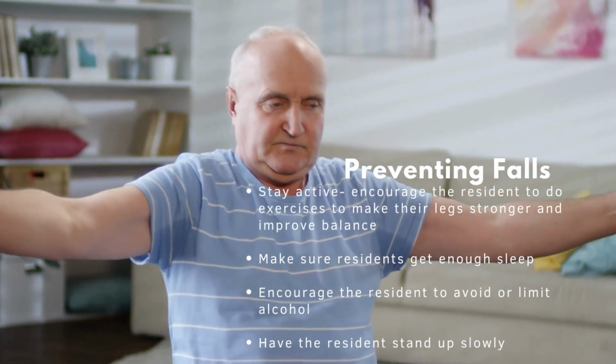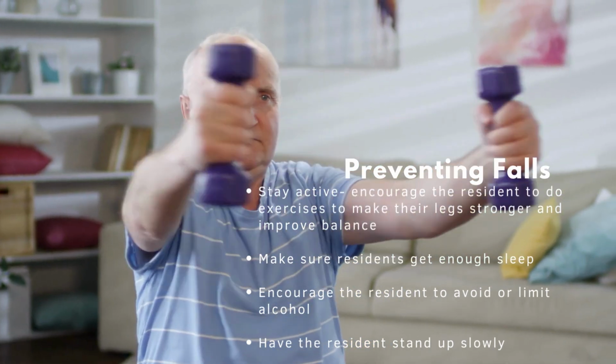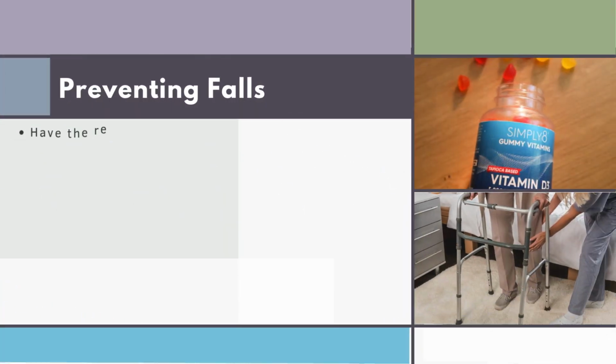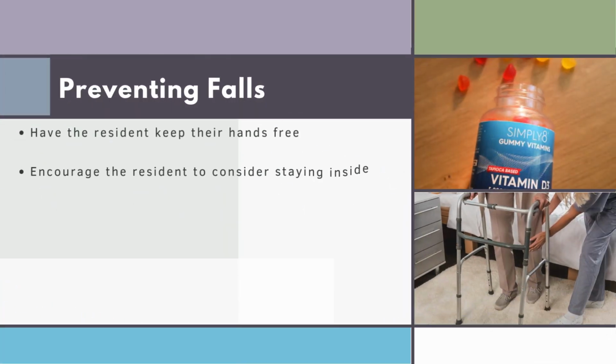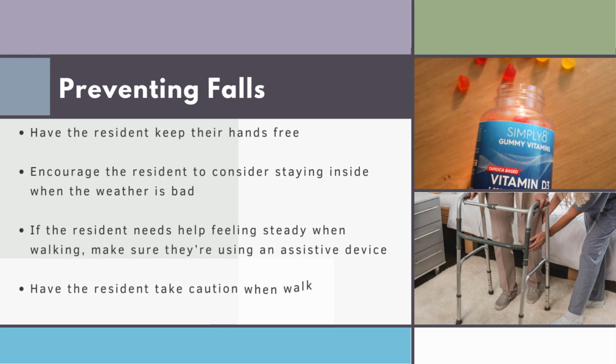Have residents stand up slowly. Getting up too quickly can cause blood pressure to drop and can make a resident feel wobbly. Have the resident keep their hands free. Use a bag or backpack to carry items and keep hands free. Encourage the resident to consider staying inside when the weather is bad. If the resident needs help feeling steady when walking, make sure they're using an assistive device. Make sure the assistive device is in the resident's written assessment plan and agreed upon by the resident, the resident's designated representative, and the licensee. Have the resident take caution when walking on wet or icy surfaces.